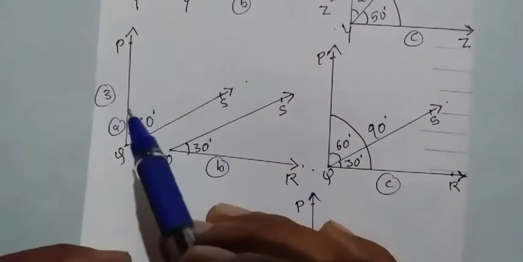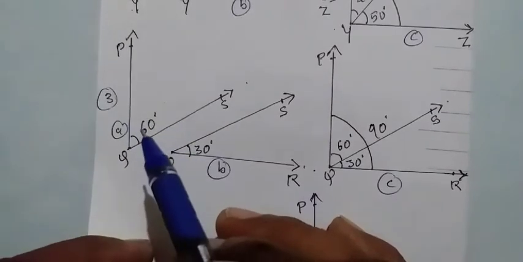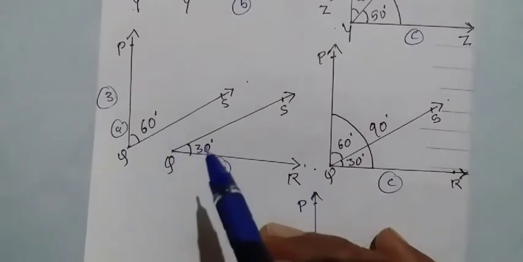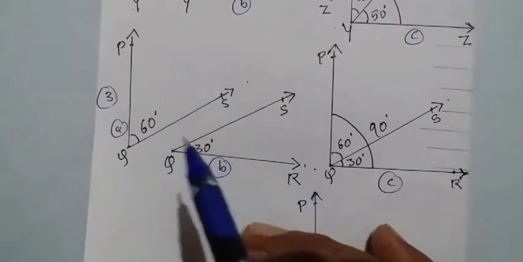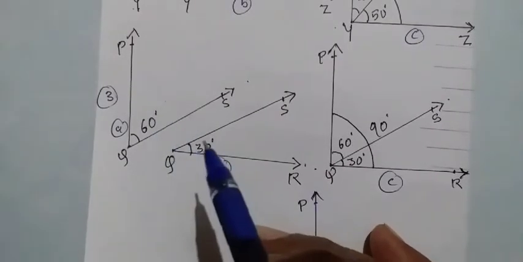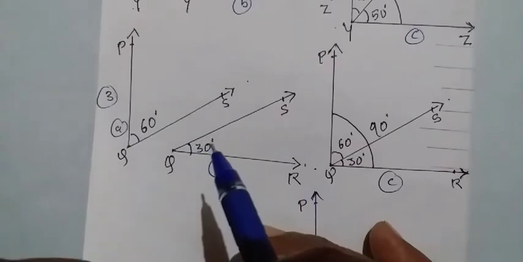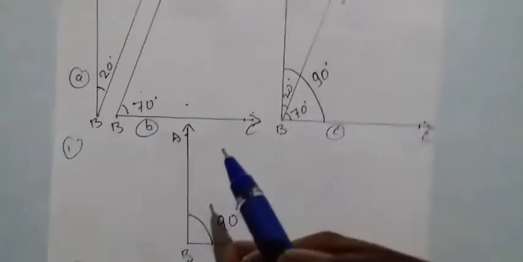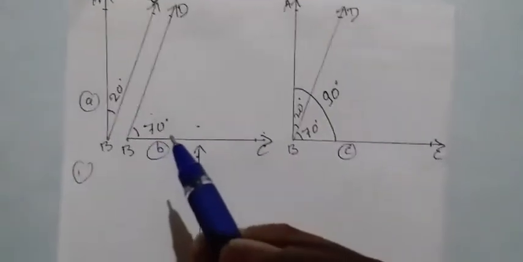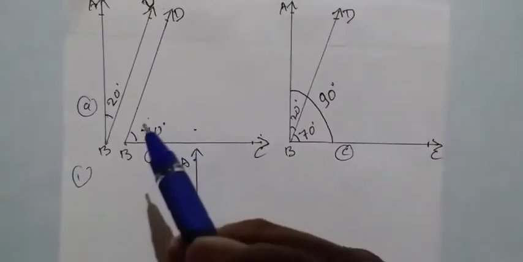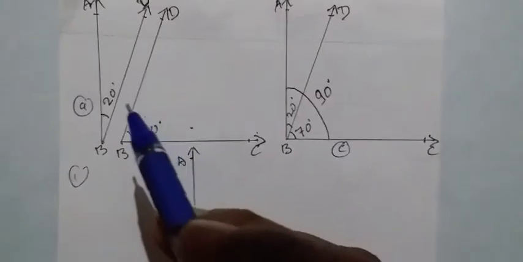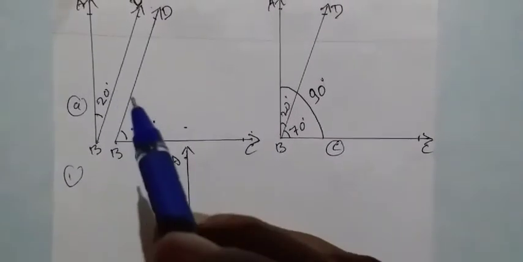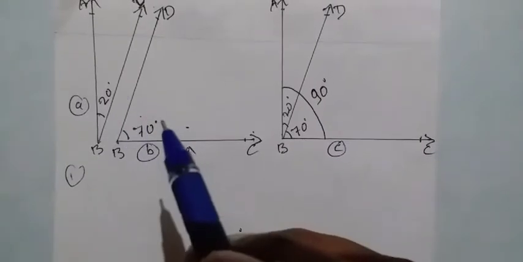Similarly, in case 3, the first angle is 60 degrees, the second angle is 30 degrees. The sum of these two angles is 90 degrees. Therefore these two angles are said to be complementary angles. Now complementary angles means if the sum of measures of any two angles is 90 degrees, then they are called complementary angles.